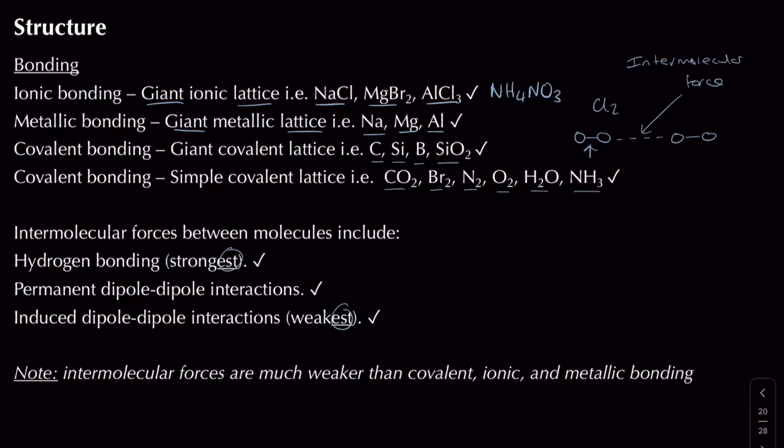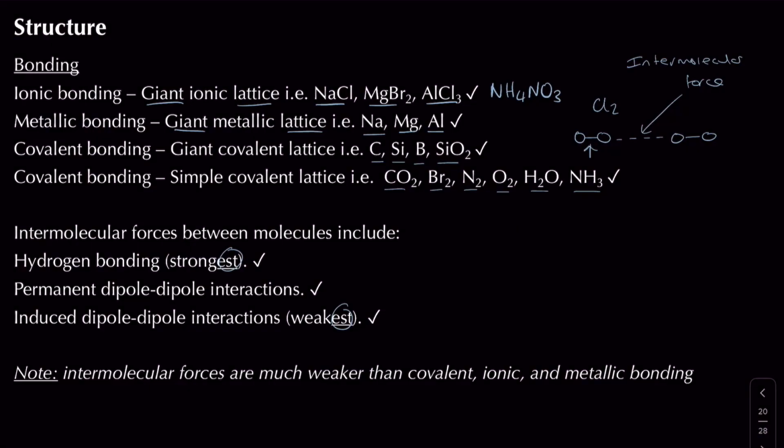Now, of course, at the top of the chart, we end up with hydrogen bonding, which you've come across in A-level biology. Hydrogen bonding is the strongest. It's still weak compared to the other types of bonding like ionic and metallic, but it is the strongest out of the three. The next one after that is permanent dipole-dipole interactions, the intermediate force between the molecules, with medium strength. And then induced dipole-dipole interactions are the weakest intermolecular force out of the three.